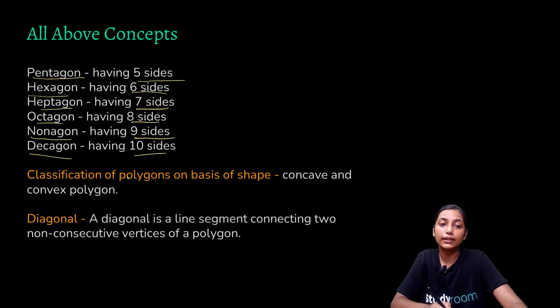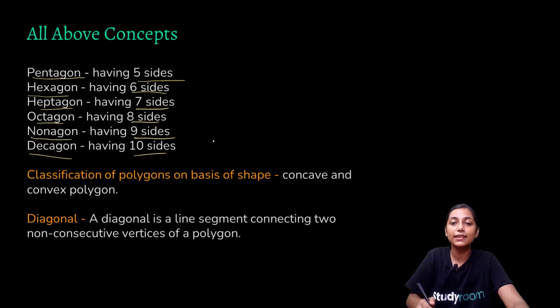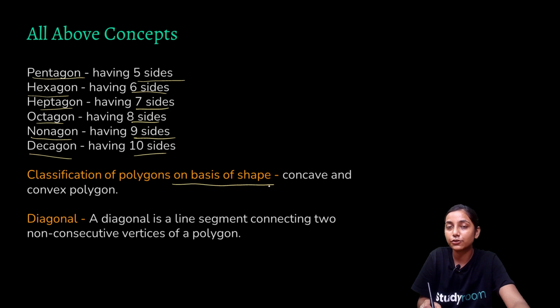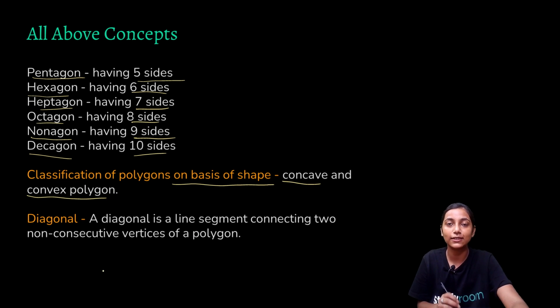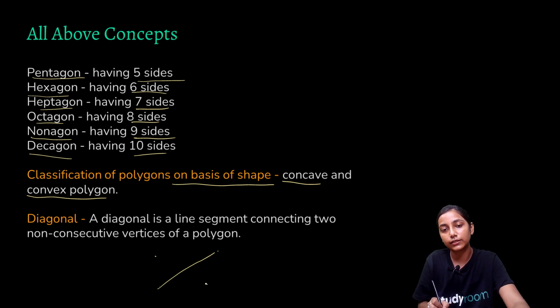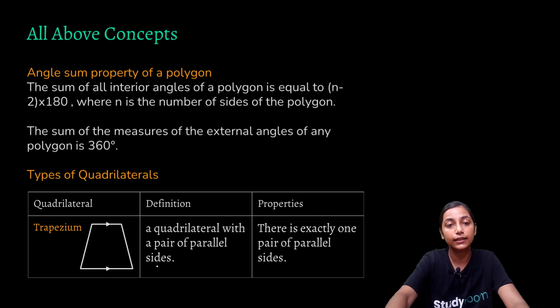Then we studied about the classification of polygons on the basis of their shapes. On the basis of shape, polygons are of two types, a concave polygon and a convex polygon. Then we studied about what a diagonal is. A diagonal is actually a line segment that connects two non-consecutive vertices of a polygon. That is, such a line segment is a diagonal.